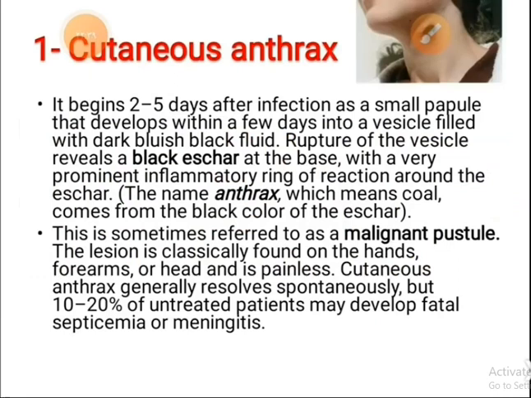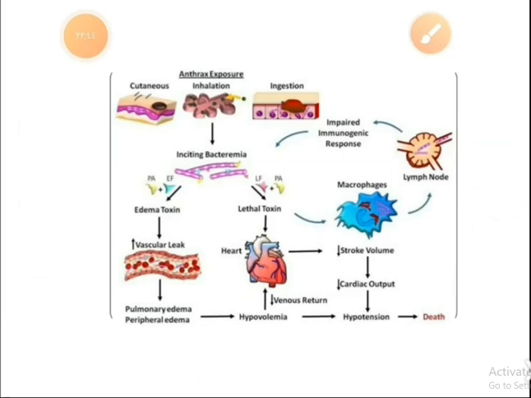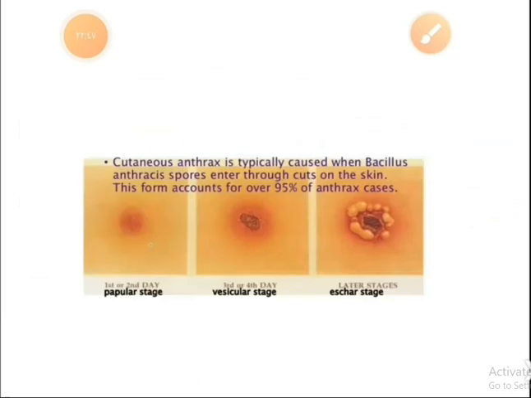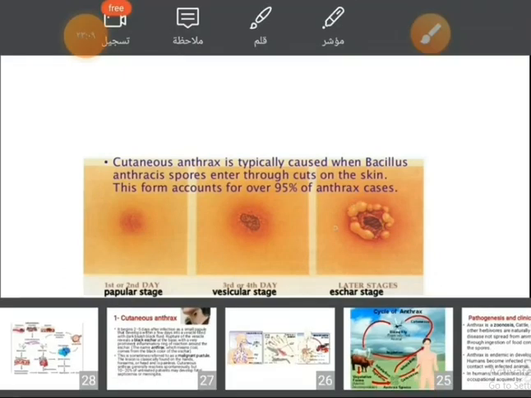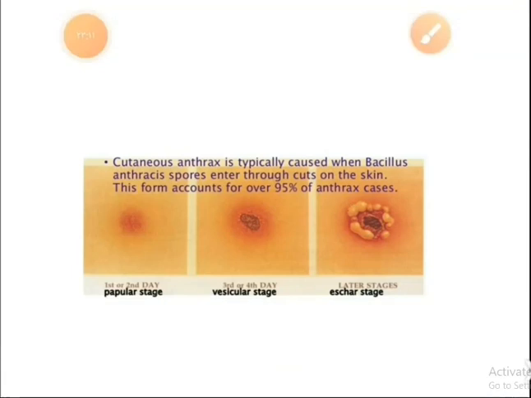In cutaneous anthrax, it begins 2 to 5 days after infection. Usually the lesion begins as a small papule. This papule develops within a few days into a vesicle containing dark, bluish-black fluid, which ruptures, and forms a black scar at the base of the lesion, surrounded by small vesicles, with a very prominent inflammatory ring around the lesion.